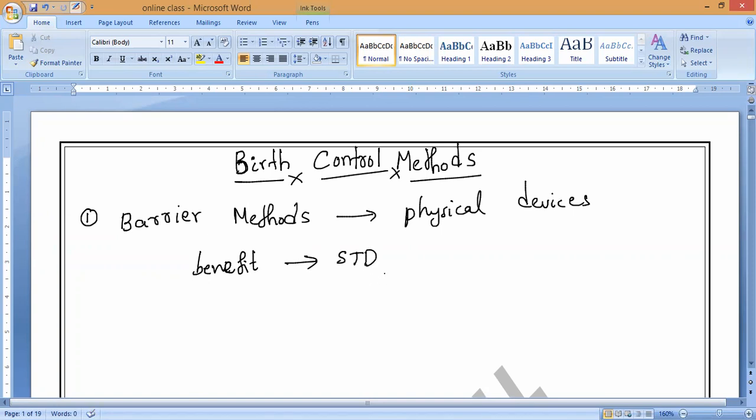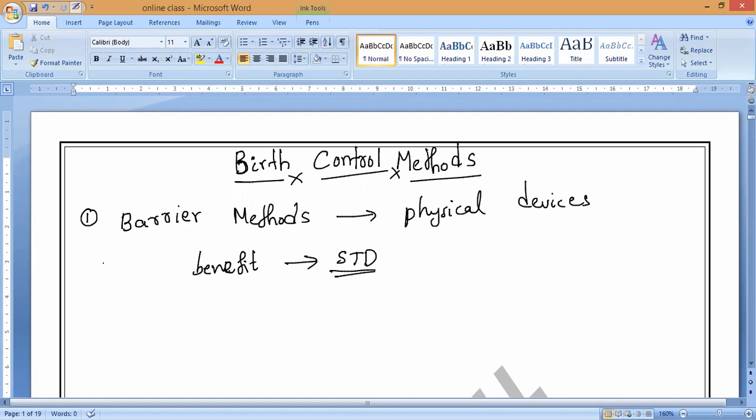These sexually transmitted diseases include gonorrhea, syphilis, and AIDS, etc. All these diseases are known as STD. These are prevented by barrier methods, which is the only contraception method that provides protection against them. No other birth control method gives protection from sexually transmitted diseases. So we can say this is the most important contraception method, which prevents pregnancy as well as sexually transmitted diseases.